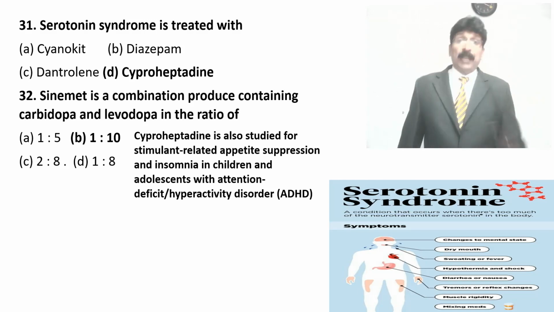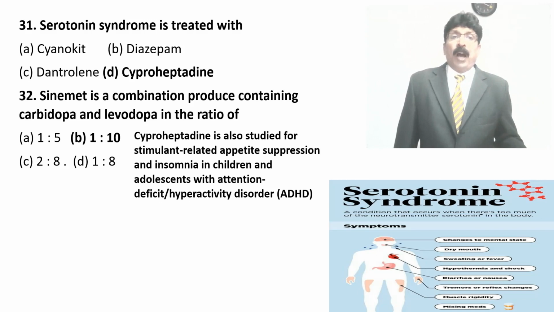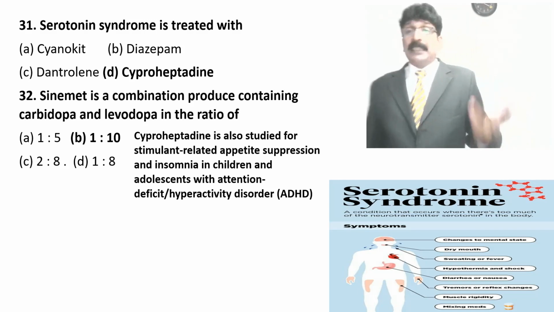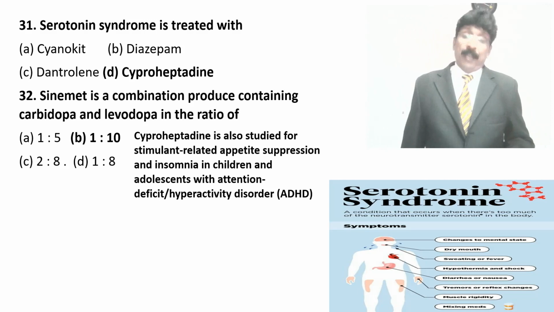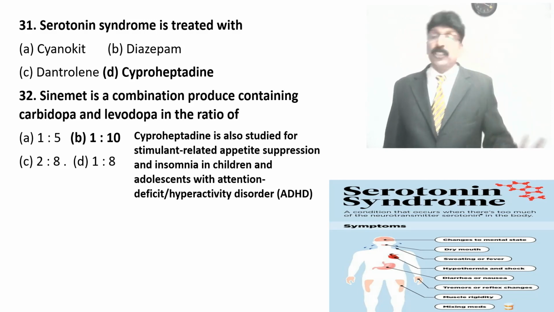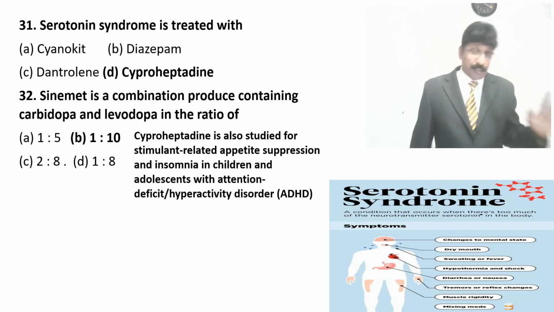But we should know why carbidopa and levodopa are mixed. What is its use in this combination? What is its application? For what disease has it been given? Students should know very clearly that levodopa is used for Parkinsonism disease. You should first know what Parkinsonism disease is.